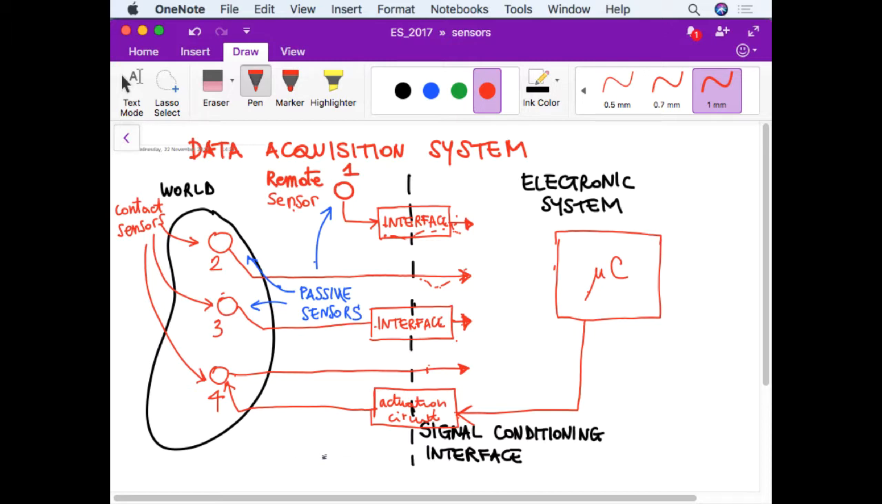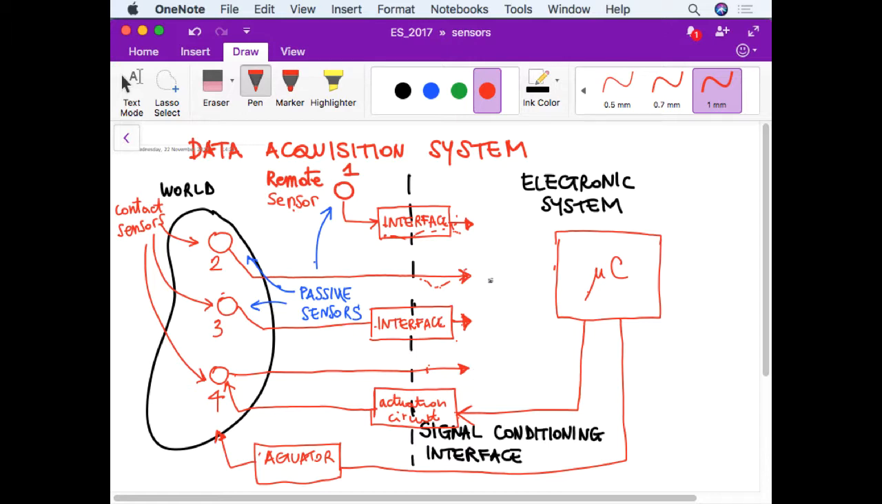Of course, we can have also actuators here. They can directly act on the world, and of course also this actuator must be driven by a microcontroller. So this is a typical situation.